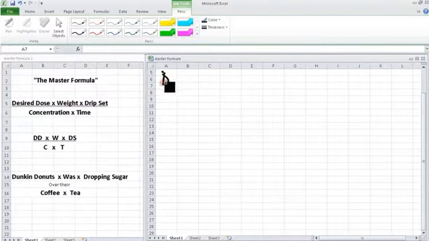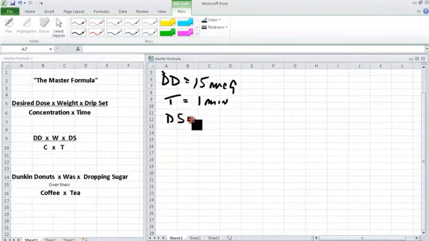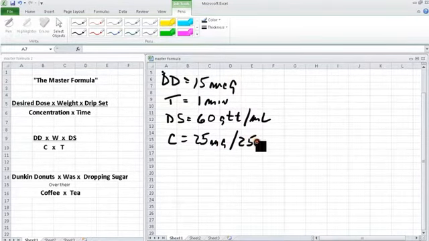The desired dose is equal to 15 micrograms. The time that we're administering this is 1 minute. We're using a microdrip set, so the drop set is equal to 60 drops per milliliter. The concentration, nitroglycerin in this example, has 25 milligrams in 250 mLs.